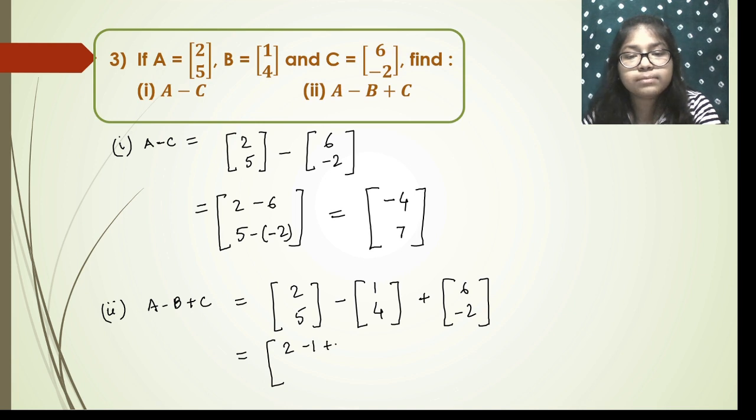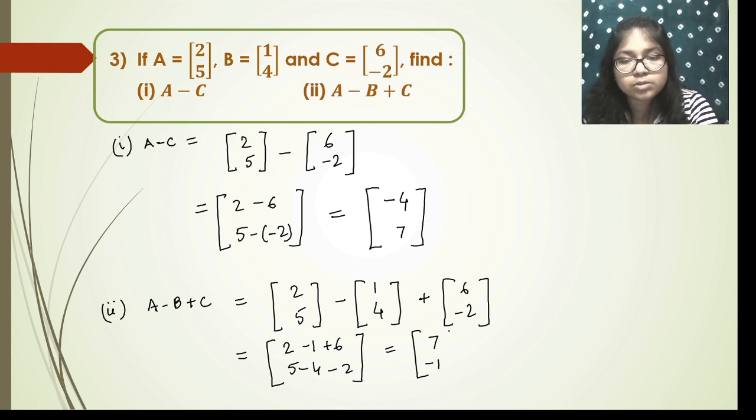2 minus 1 plus 6. 5 minus 4 minus 2. Have we done right? 6 plus 2 is 8. 8 minus 1 is 7. 4 plus 2 is 6. 5 minus 6 is minus 1.